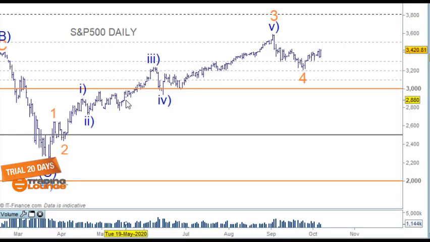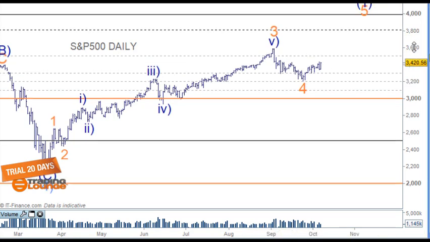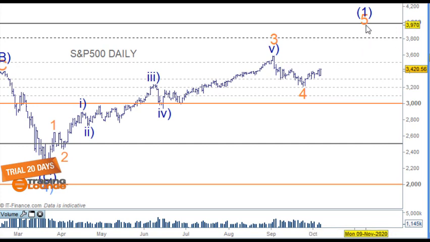Welcome to Trading Lounge and the US indices for the 8th of October, and starting with the S&P on the daily chart here. We're looking at this whole leg here, the March leg, and we're looking at 1 and 2 here, and then all the way up to 3 here as wave 3 and back to wave 4 here, and now we're looking for wave 5 up here to make wave 1. Once wave 1 is completed, then we'll look back for wave 2 at that point.